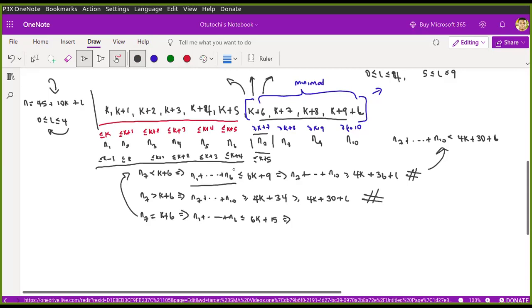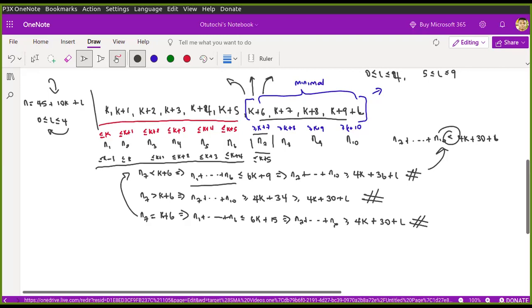We could have actually merged the two cases together and it would have made no difference. So this just implies that the sum from n7 to n10 is going to be greater than or equal to n minus that, which is 10k minus 6k is 4k, and plus 45 minus 15 is 30. Then we have our friend L here. I've already assumed that it's less, so we have another big contradiction here, right?